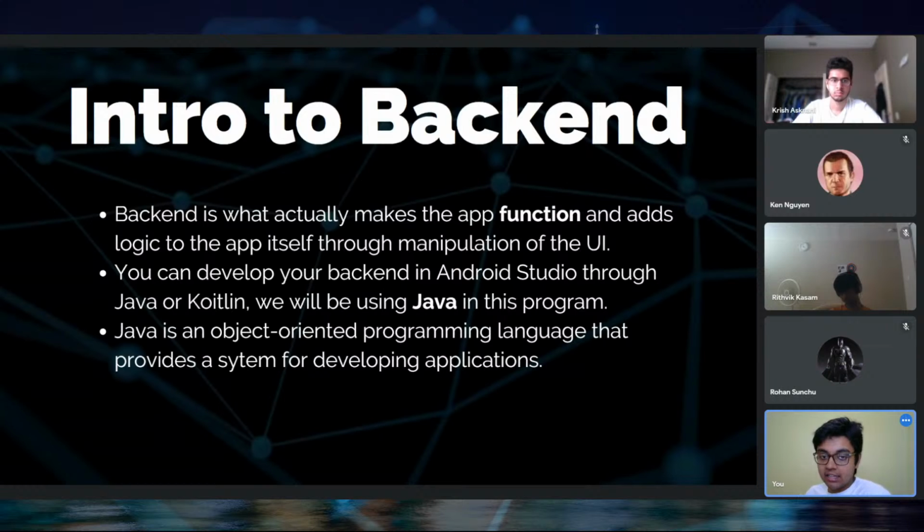So you'll develop your backend in Android Studio through Java or Kotlin. We're going to be using Java in this course, obviously. Java is an object-oriented programming language that allows you to develop, and there are a lot of applications for it, and Android is one of them. If any of you do FTC, First Tech Challenge Robotics, you'll be doing Java for that, and there's a bunch of different applications for Java in the real world. It's an overall really good language to learn, so this is going to be good for you guys.